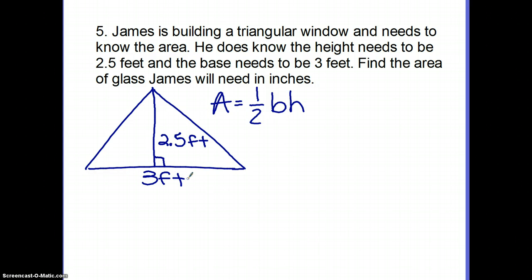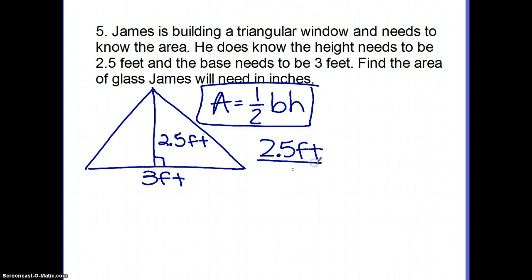Find the area of glass James will need in inches. So we're going to have to take that 2.5 feet and change it into inches and change the 3 feet into inches. Then plug it into our formula. So a couple steps here. So we got 2.5 feet. We're going to start by changing it into inches along with 3 feet into inches.